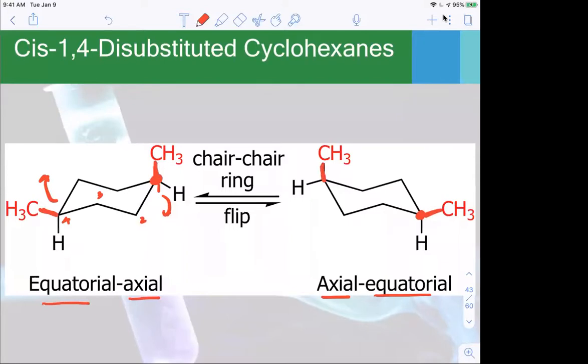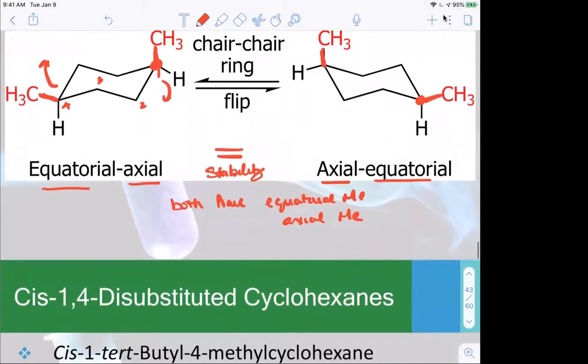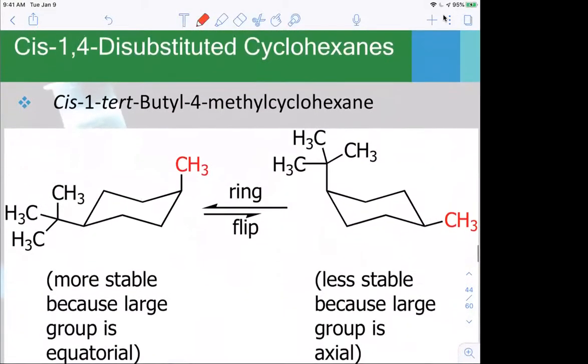Which one is more stable? Well, here, they're equivalent. These are equivalent in stability because both have an equatorial methyl and an axial methyl. If one of these groups were larger, the larger group would want to be equatorial. So you would have to decide which one you would prefer if they were not the same.